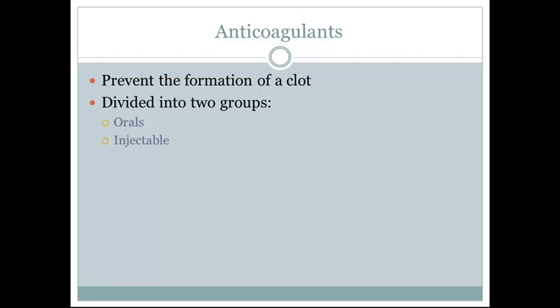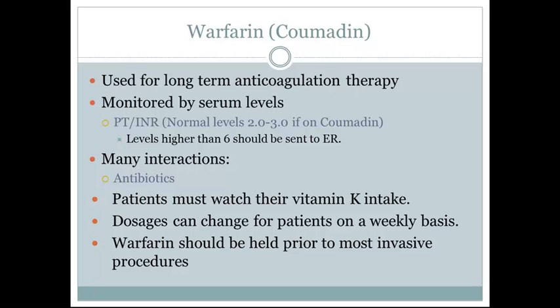Anticoagulants prevent the formation of clots. They don't break down clots, they prevent the formation. They are divided into two groups. They are divided into oral and injectable kinds. Warfarin or Coumadin is the most common. It's used for long-term anticoagulation therapy and is monitored by serum levels.